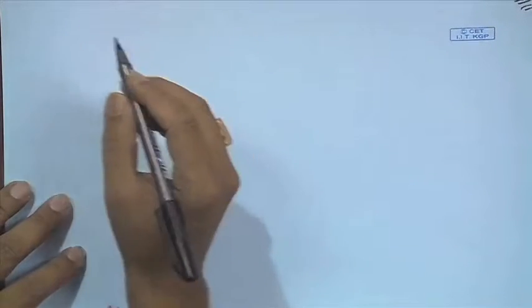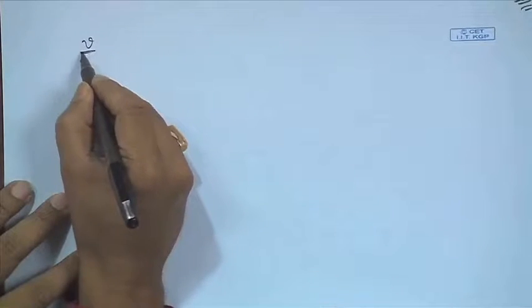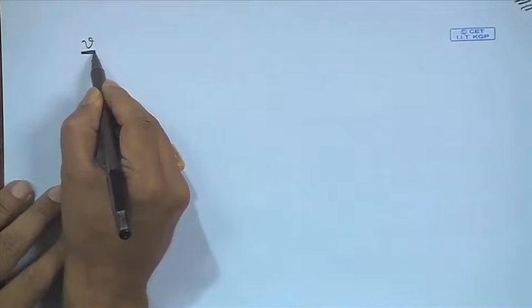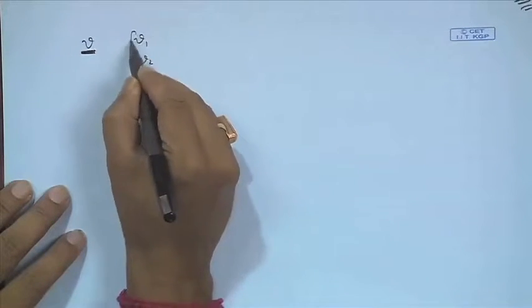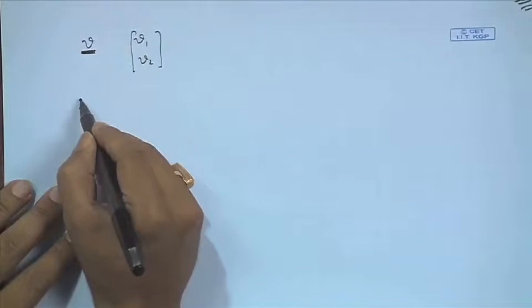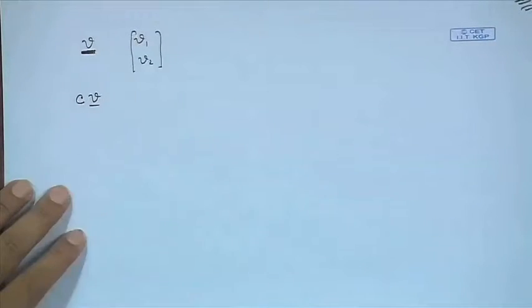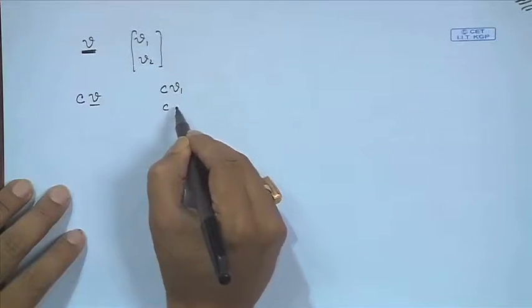So we get started with linear algebra, and let us consider a vector. We'll be dealing with vectors, and we'll be representing vectors with a single underline. Let's consider it has two elements, v1 and v2. This is the basic representation of a vector, and you can have a scalar multiplication, c times v. If c is a scalar, it results in c times v1 and c times v2.